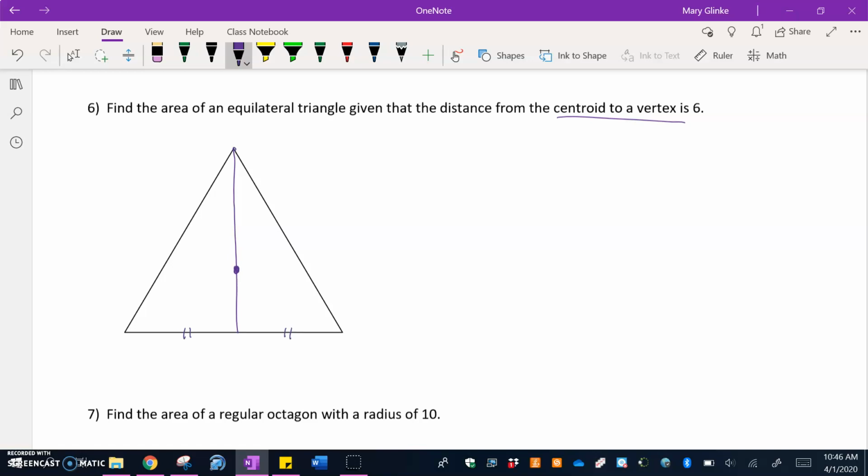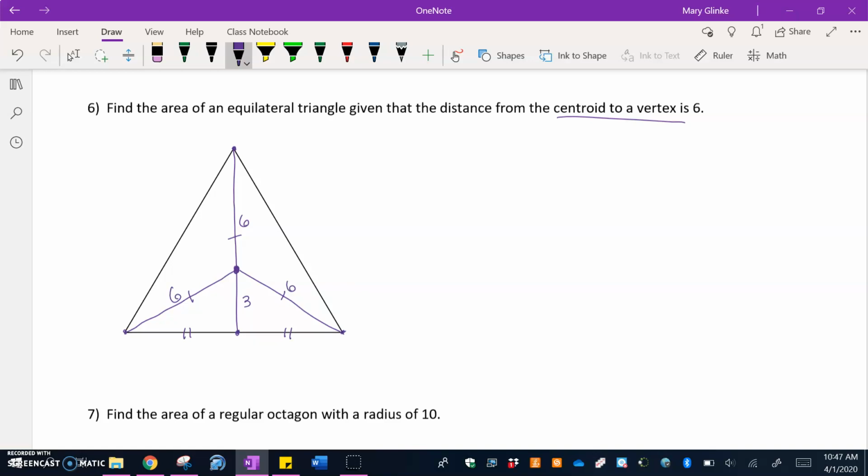The distance from the centroid to the vertex is 6. And as we know, the centroid is 2/3 of the way from the vertex to the midpoint of the opposite side, meaning that this distance here from the centroid to the midpoint has to be 3. If I were to draw in the distance from the other 2 vertices to the centroid, because this triangle is equilateral, all of these different radii here from the centroid to the vertices are all going to be 6.